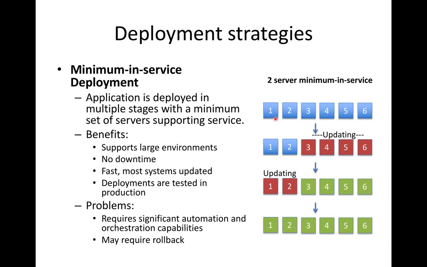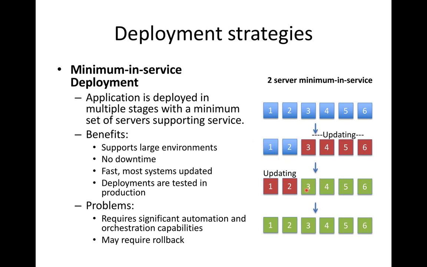let's say we have 6 application servers here. And we've specified that we want to have 2 servers minimum in service at all times, meaning that we'll have at least 2 servers at all times supporting our customers. So with this strategy, what we would do is we would update 4 of the servers out of the fleet of 6 servers. So you see we have 2 servers that are still supporting our customers. They still have the old version of our software application.